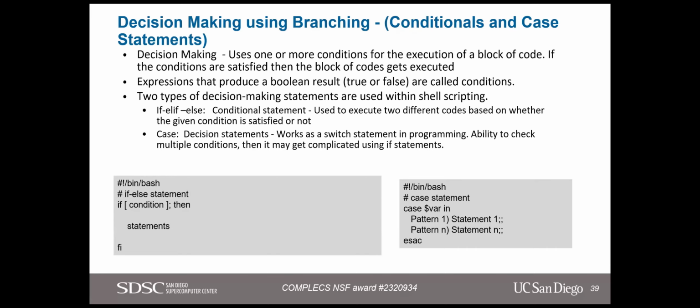Branching and decision making. Decision making is going to use one or more conditions for the execution of a code block. If the conditions are satisfied, then the code block is going to get executed. If the condition is not satisfied, it's going to drop into the next condition potentially, or drop out of the loop altogether.